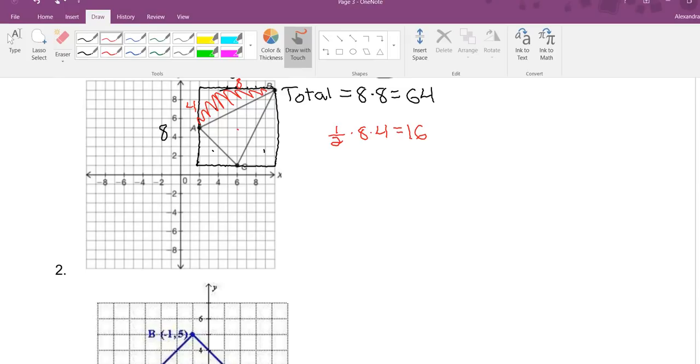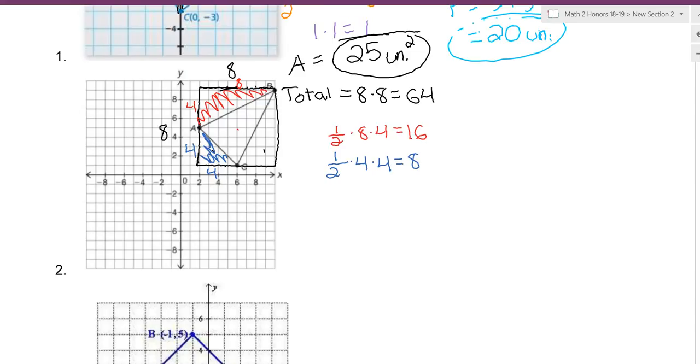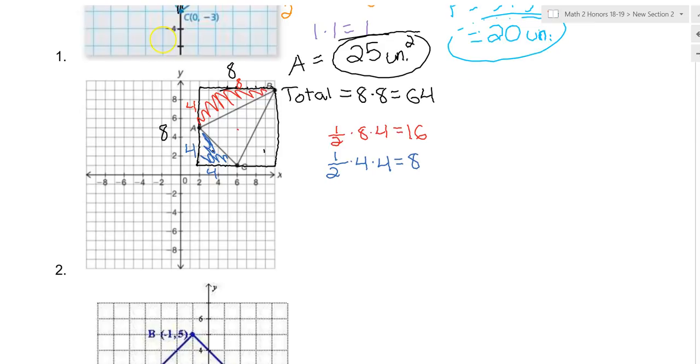And then, same thing with our other two triangles. We have this triangle down here that we want to take away. This is a 4 by 4. So that's 1/2 times 4 times 4, which is 8. And then we have our last triangle here, which is also 4 by 8, so 1/2 times 4 times 8.